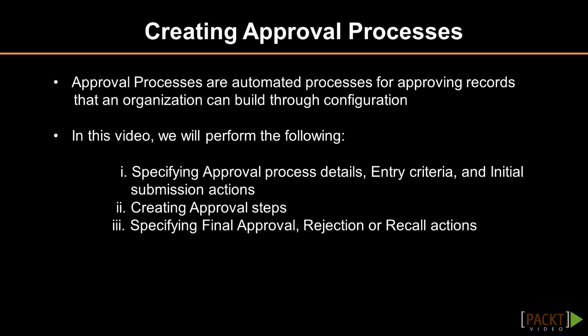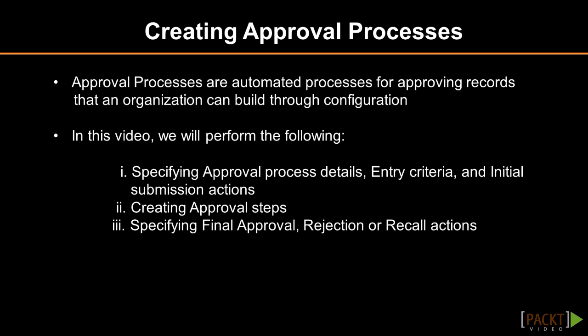So there are basically 3 steps in creating approval processes within Salesforce. First, we can specify the process details as well as the entry criteria, which specifies which records are going to be included in the process. Next, we would be able to create the approval steps after submission. So this step details which users would approve the records submitted for approval. And then the final step would be indicating different actions upon either approval, rejection, or recall of a record. These actions are the same actions that can be attached to workflow rules.